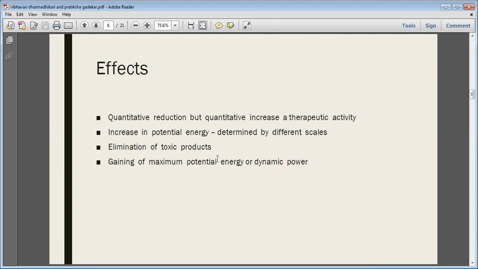Then third is elimination of toxic products. As I said earlier, we are using poisons here: arsenic, mercury, poisons of snakes. If you take arsenic, it will lead to poisoning. But we are doing the potentization of that arsenic, and that's why the toxic effect of that arsenic is eliminated. And the last one is gaining of the maximum potential energy or the dynamic power. So what are we gaining? We are gaining the maximum effect of that potential energy or the dynamic power which is present in that drug, and that will be converted into kinetic energy, into the curative power, we can say. So these are certain effects of the potentization.